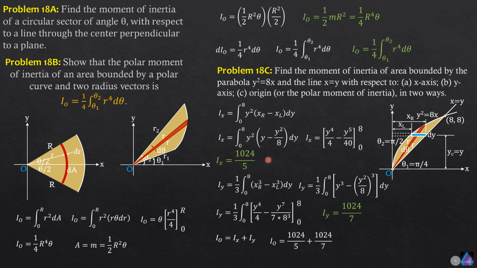And that is equal to 12,288 over 35. So that is by the elementary method. We compute IX and IY, then combine them, and that's IO. In the next slide, I have to apply this technique, this result here, so that we can compare the answer.